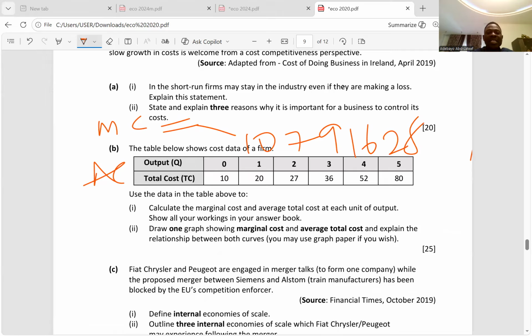Now we need to find AC. MC is TC2 minus TC1, then AC is TC divided by Q. So for each one, TC divided by Q. 20 divided by 1, 20. 27 divided by 2, that's 13.5. 36 divided by 3, that's 12. 52 divided by 4, that's 13. 80 divided by 5, that's 16. So this is how to calculate for AC and MC.